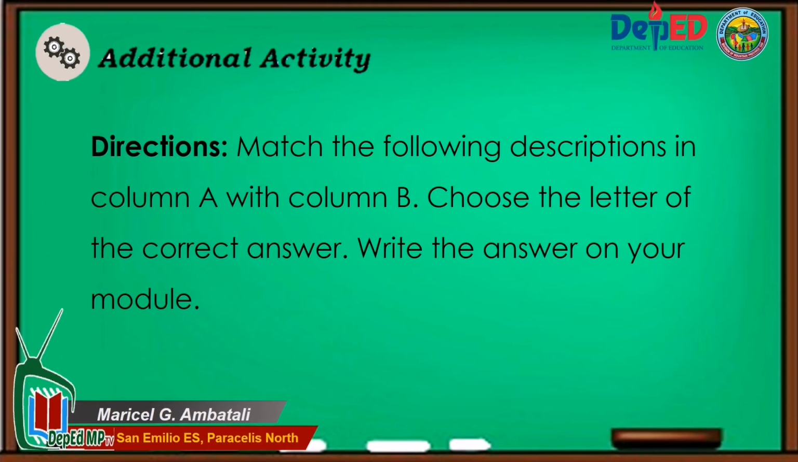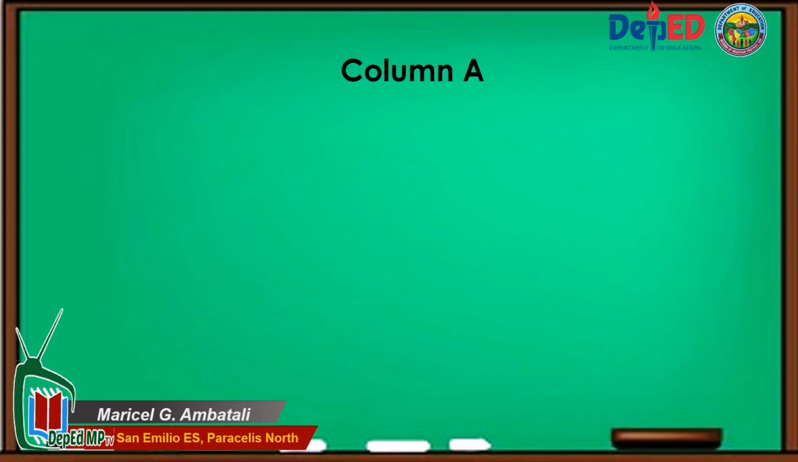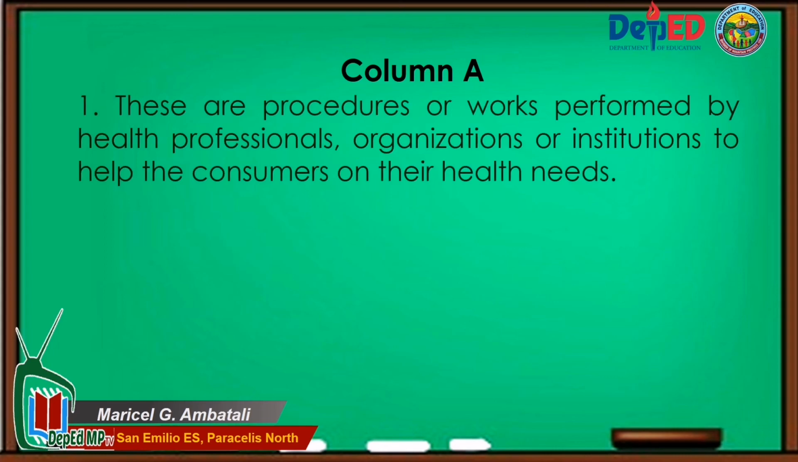For the additional activity, here are the directions. Directions: match the following descriptions in column A with column B. Choose the letter of the correct answer. Write the answer on your module. In column A, we have number 1. These are procedures or works performed by health professionals, organizations, or institutions to help the consumers on their health needs.